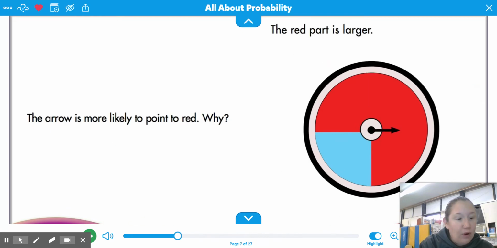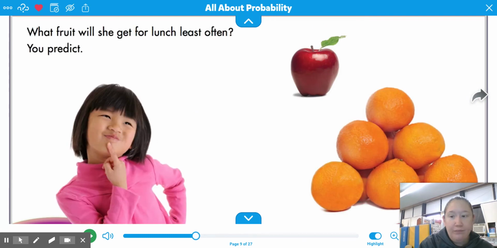The arrow is more likely to point to red. Why? If you look, there is a lot more red than there is blue, so it is more likely to land on red. Okay, let's try another one.